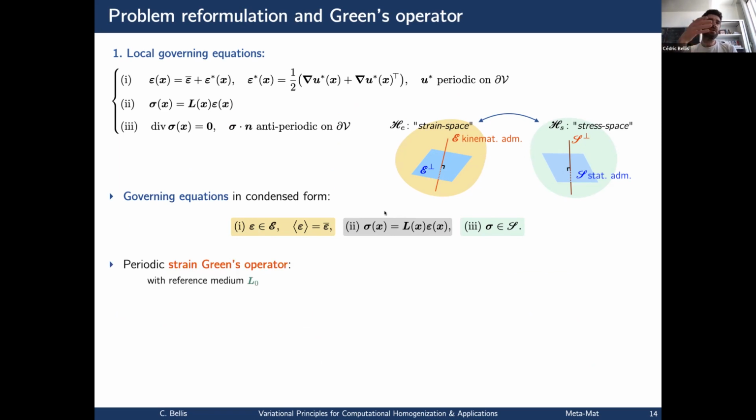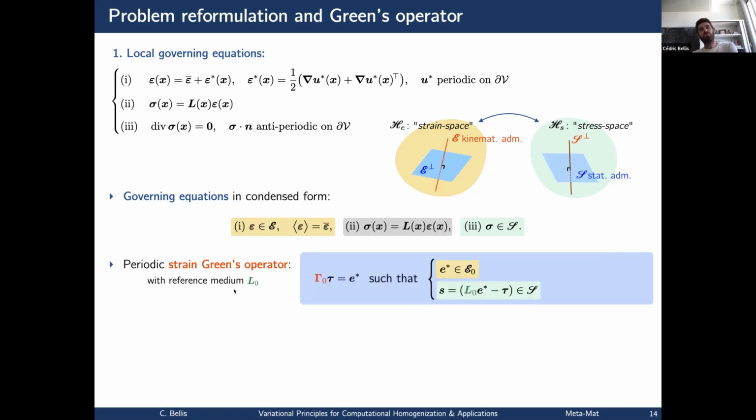Now in this setting, what is the role of the Green's operator? How can we construct the Green's operator for a given reference medium? In fact, the Green's operator applied to any tau produces a field E star, which is kinematically admissible, and such that this quantity S here, where I have the field E star against the reference medium minus this polarization stress, is a statically admissible field.